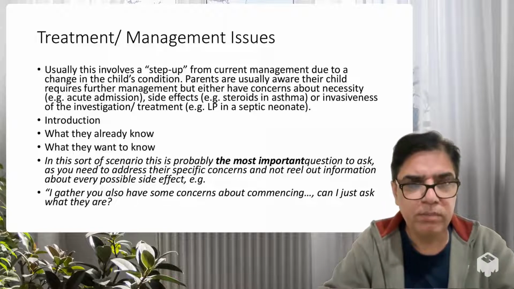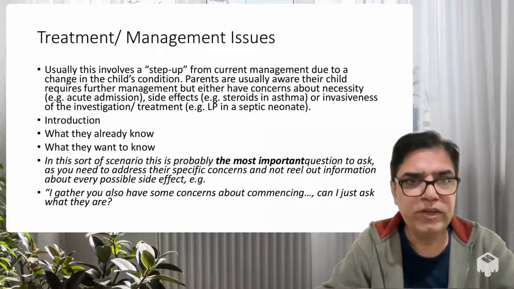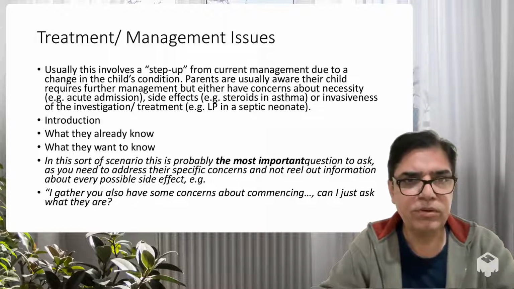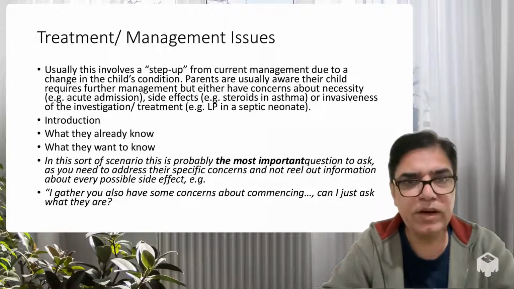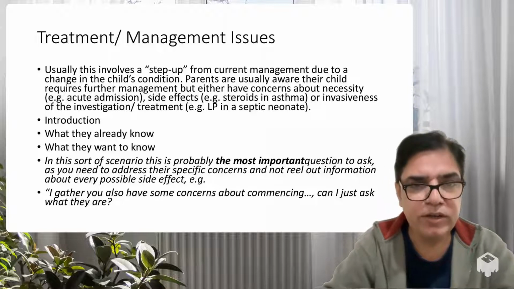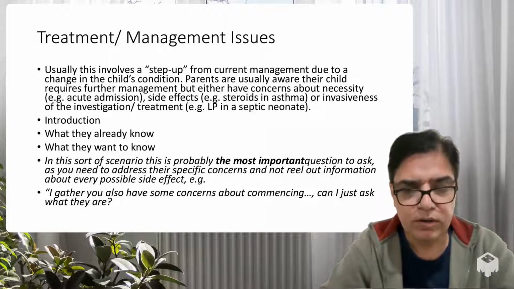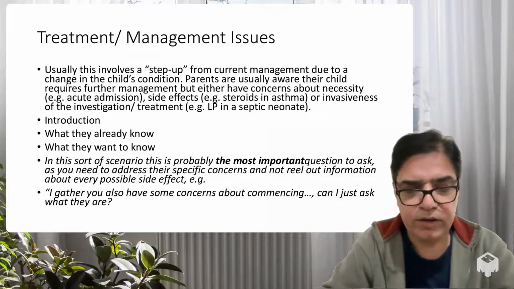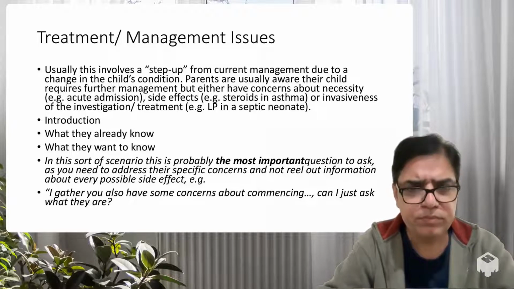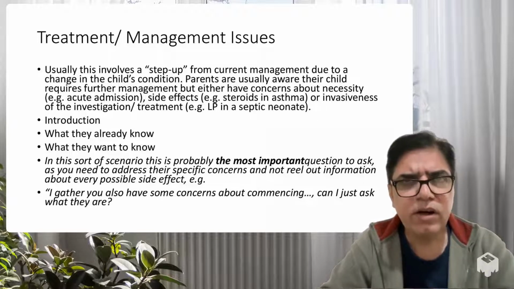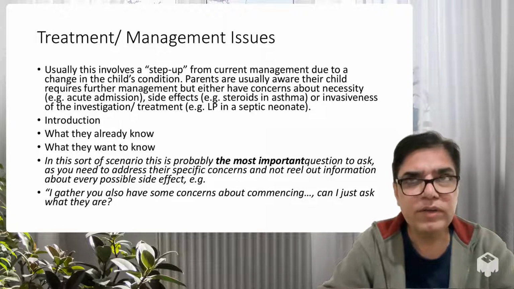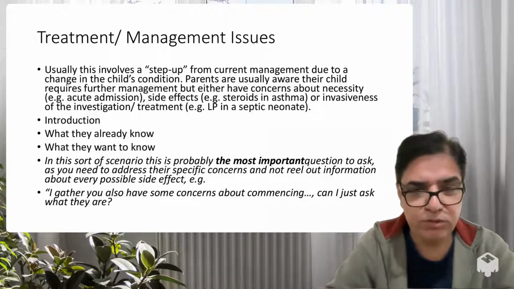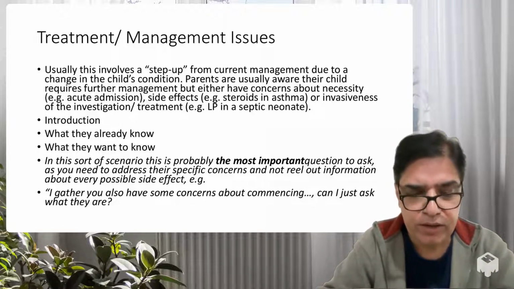So basically, this usually involves a step up from the current management, like either the child's condition has changed, or let's say the child is not doing well with this treatment. So usually if you're talking to the parents, they are aware that their child has not been doing well. Or if the kid is there, you just tell them that this is your HbA1c level.